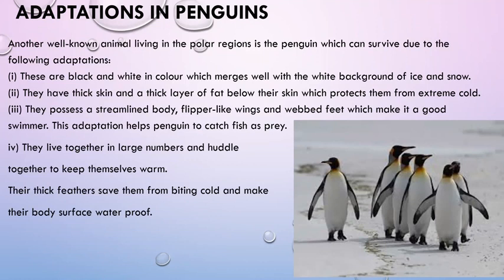Penguins are good swimmers. They possess a streamlined body, flipper-like wings, and webbed feet, which make them good swimmers. This adaptation helps penguins to catch fish as prey in the water. They live together in large numbers and huddle together to keep themselves warm. The body warmth of one and the other helps them to keep warm. Their thick feathers save them from biting cold and make their body surface waterproof.